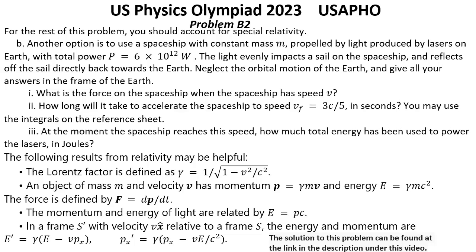Fourth, in the frame S prime with the velocity V along the x coordinate relative to frame S, the energy and momentum are E prime equal gamma multiplied by E minus V px and px prime equal gamma multiplied by px minus VE over c square.